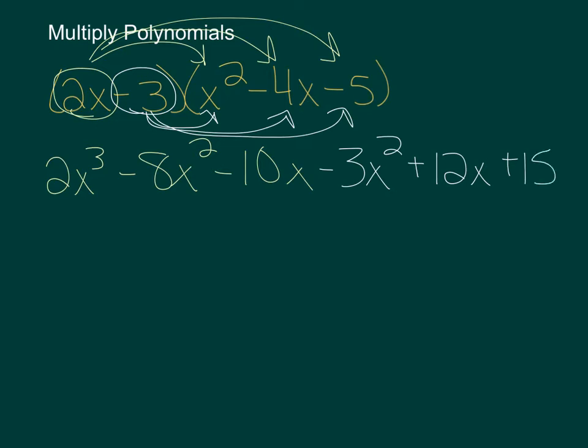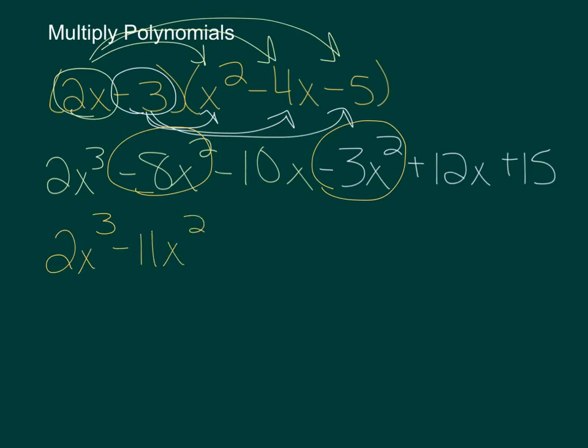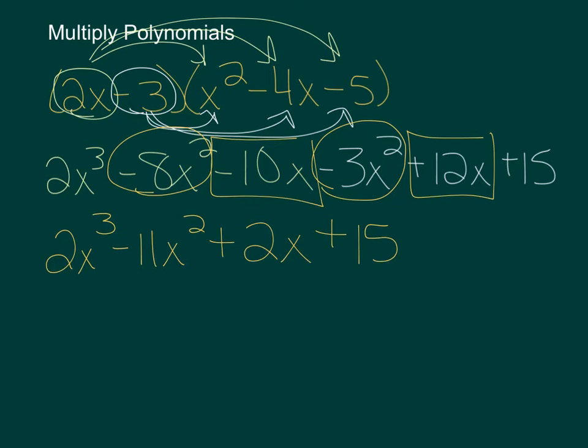After you distribute, you look for like terms. So I have the 2x cubed. Nothing else is like terms, so I copy it. I have negative 8x squared and negative 3x squared. That's negative 11x squared. Negative 10x plus 12x is 2x, and the constant 15 just tags along.